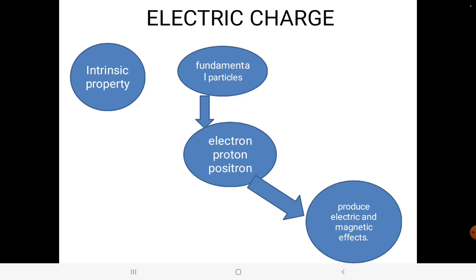So how does this intrinsic property happen? It happens because of the fundamental particles in the atom. The movement of fundamental particles gives such an intrinsic property. Because of this intrinsic property, charge happens. So what are the fundamental particles there? Yes, electron, proton, positron, neutron, boson.